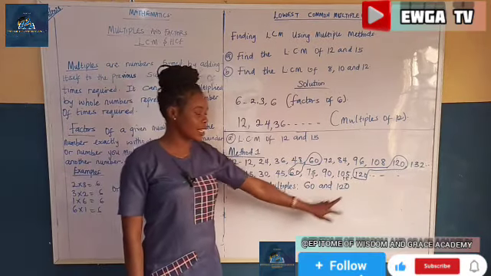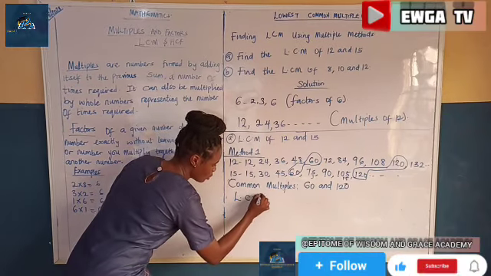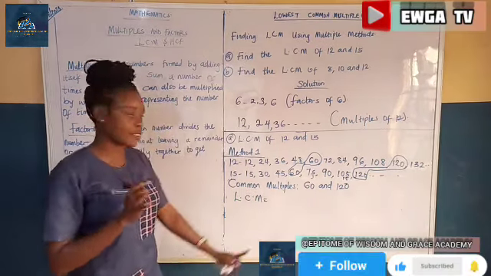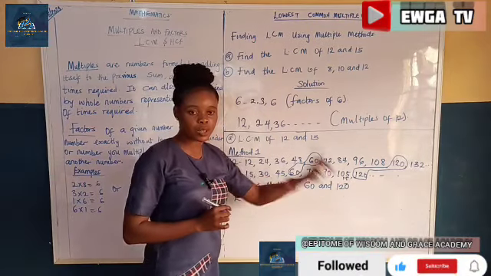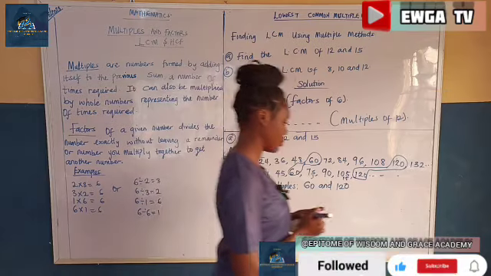We are able to get 60 and 120, but we are talking about the lowest. So what is the lowest common multiple now? Lowest means the lowest figure. Among 60 and 120, what's the lowest number there? 60. So 60 is the LCM.